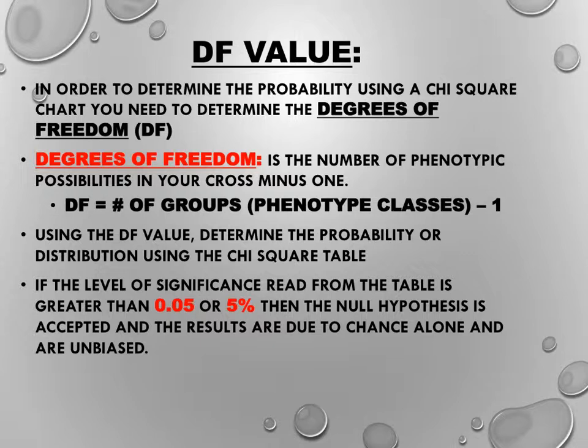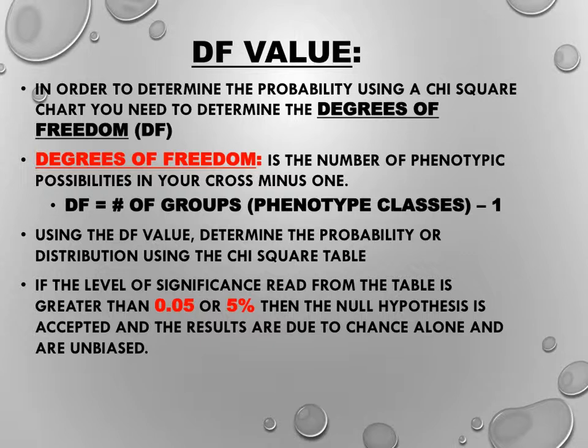So on that chi-square chart, one of those columns or rows, just depending on how the chart is organized, should say degrees of freedom or DF. And once you've done your little subtraction, your total number of possibilities minus the number 1, then you will find that DF value. So let's say it's 1 or 2 or 3 or whatever. You'll just, on that table, find that DF value. And then you need to use the probability or distribution to figure out what we call your critical value.